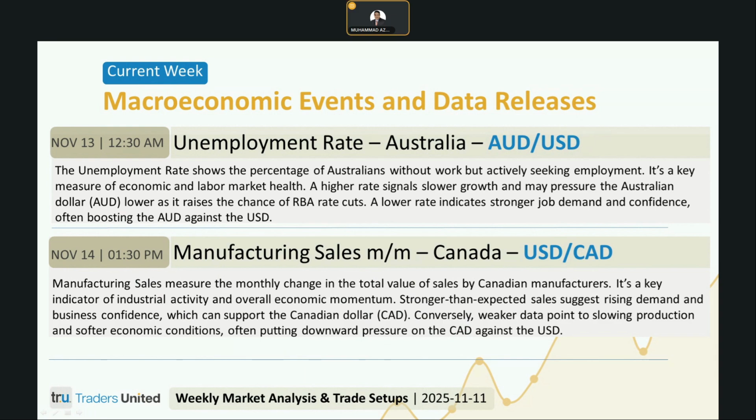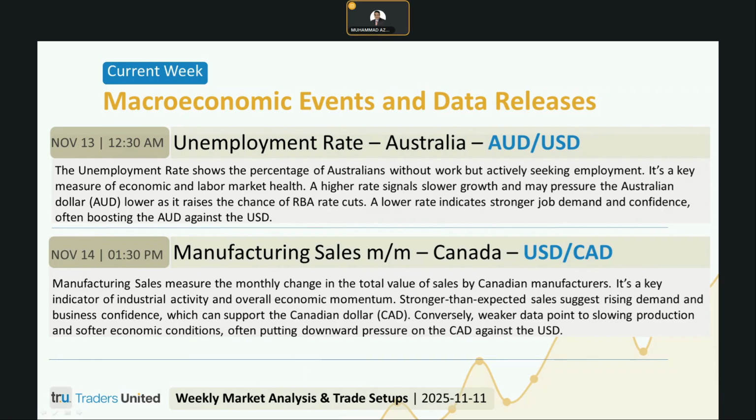Forex traders should also monitor any commentary accompanying the financial report, as it can provide clues about future Bank of Canada policy decisions. So the trading outlook is: expect short-term volatility around the news release at 1:30 p.m. UTC time on November 14th.